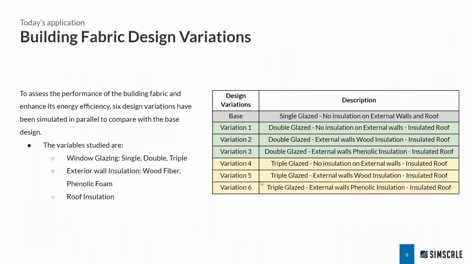And now if I move on, we see over here a more detailed explanation of the actual cases that we are analyzing. As I mentioned, we have three different variables that we are studying, which are the window glazing, exterior wall, and roof. For this demo, we're going to focus on two design variations. The base design consists of a single glazed window and no insulation on the external walls and roof. We are going to compare this base design with variation number 6, which has a triple glazed window and external walls insulated using phenolic foam insulation, and also an insulated roof.